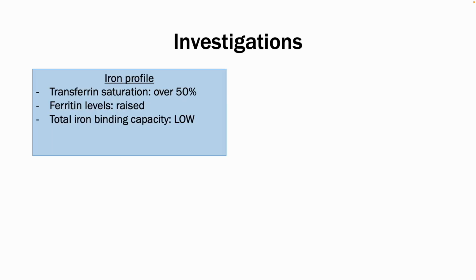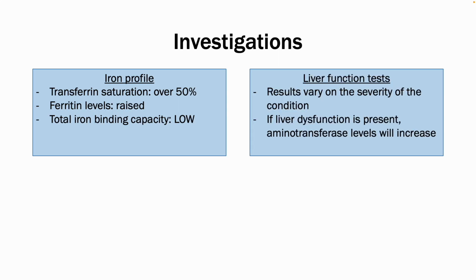In terms of the iron profile, you would have a transferrin saturation of over 50%, and ferritin levels would also be raised. However, your total iron binding capacity would be low, as there is a dysfunction and the ability for the body to bind iron is decreased as a result of the mutation. In terms of your liver function tests, those may become deranged and your aminotransferase levels might be high if there has been extensive damage to the liver, but they may also return normal depending on the level of injury.